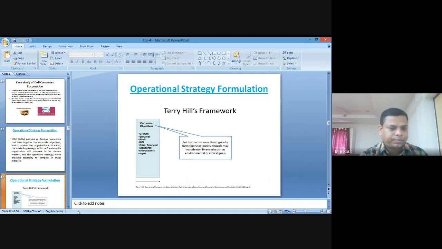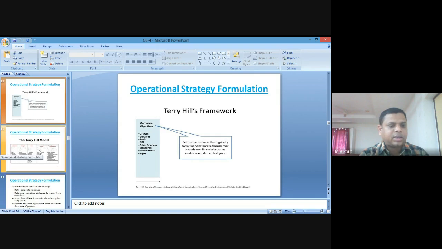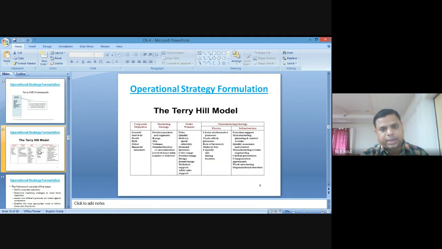Okay, sorry. Moving to the next part, in case of your Terry Hill model or framework, if you think about the corporate strategy, I will just repeat those things: growth, survival, return on investment, other financial measures are included. In case of marketing strategy, we have product market and its segment, the range, the product mix, volume, standardized and customized versions, level of innovation, and leaders versus followers.